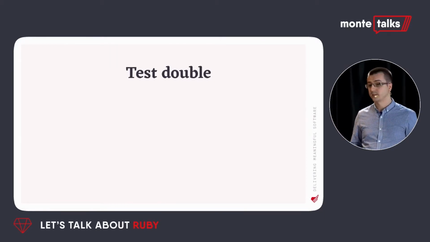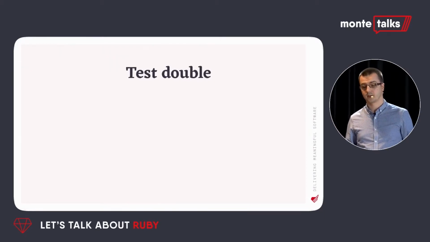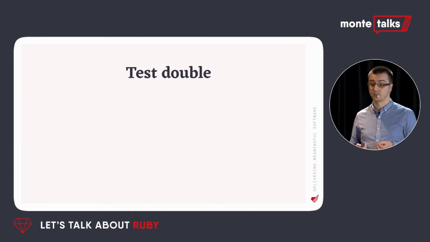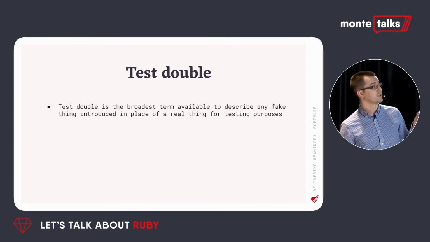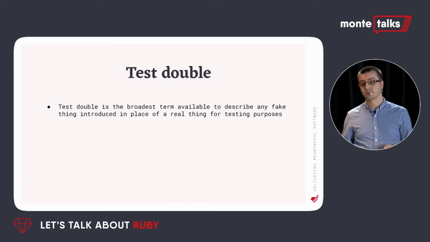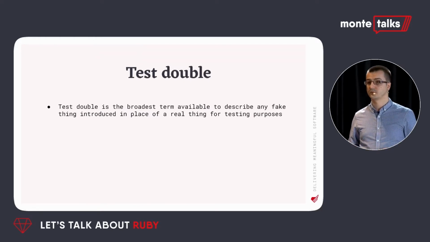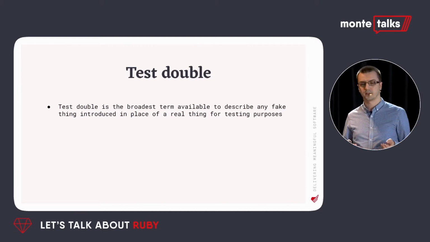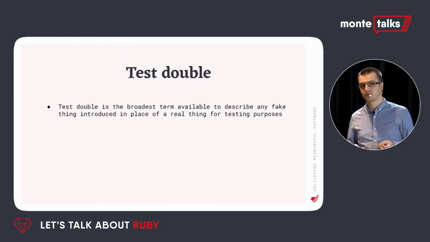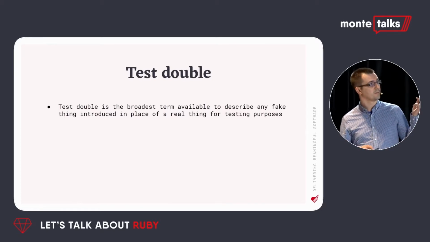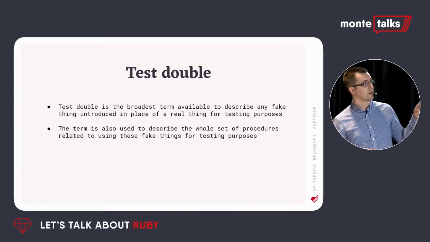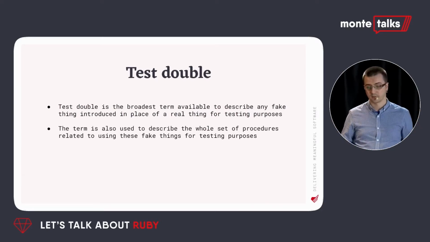Okay, so what is it? The test double is the broadest term for any kind of pretend object which could be used instead of the real object for testing purpose. This is one of the definitions. I also spotted that this term is also used to describe a set of practices, a set of techniques which are related to using this fake object instead of the real one for the testing purpose. So we have these two definitions.